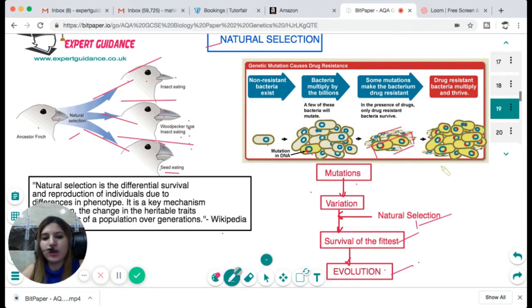So how does it work? There's a mutation. Mutation leads to variation. Then nature selects which is the best variation, which is the organism which has the best adaptation. So there's a survival of the fittest and that leads to evolution.